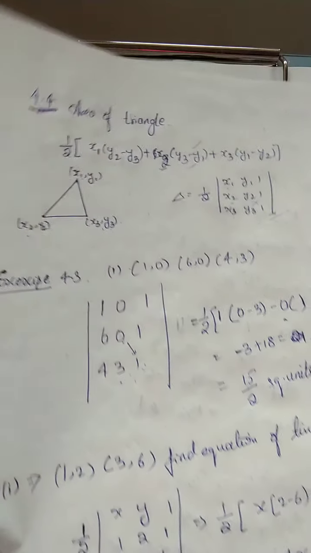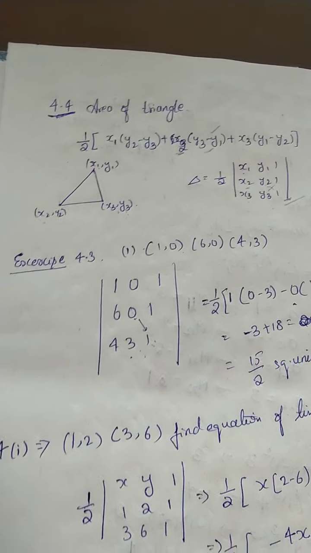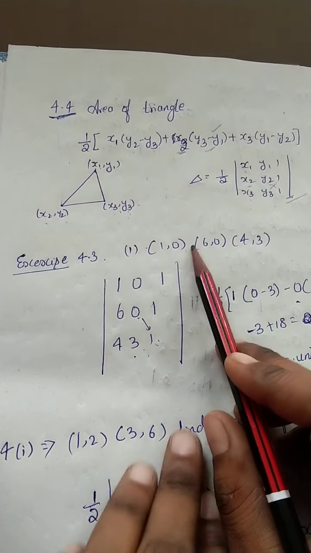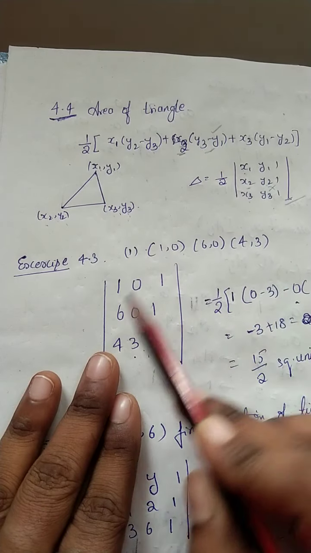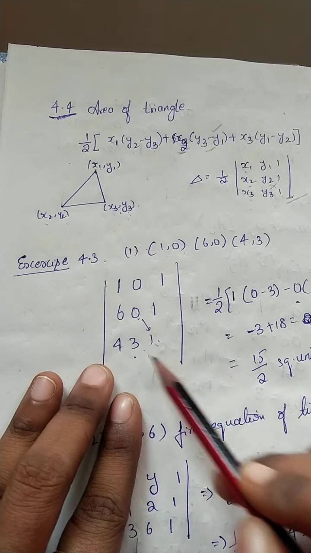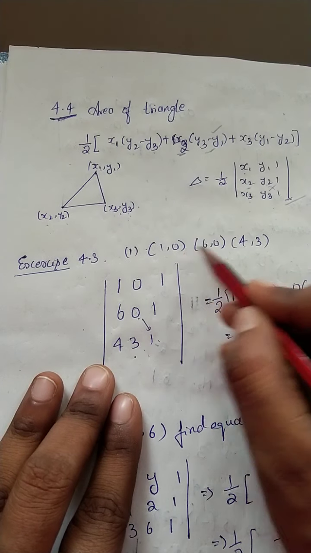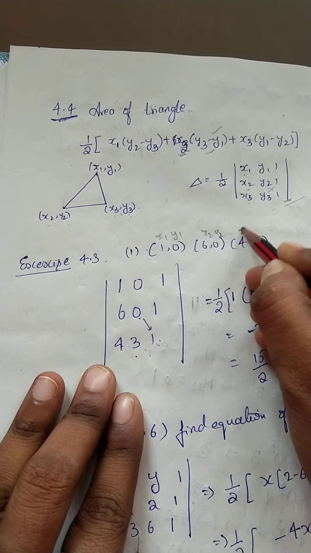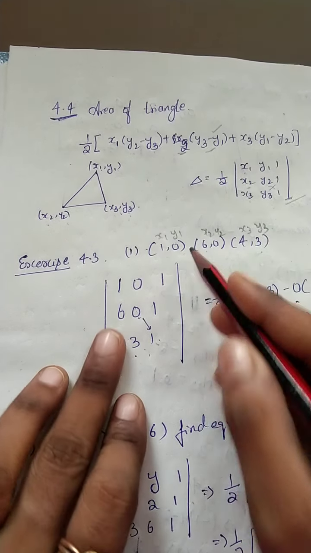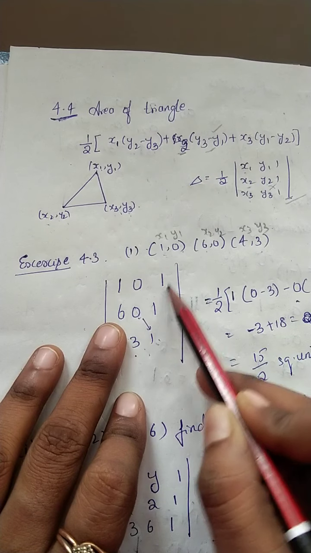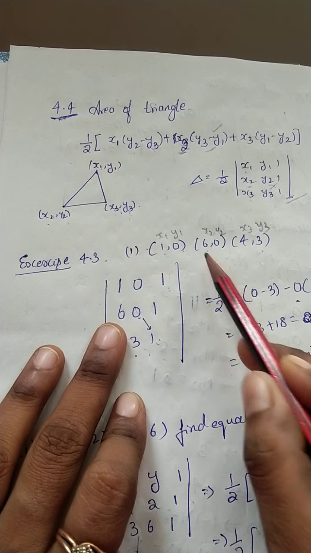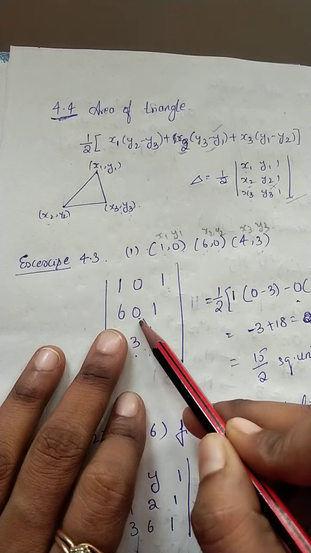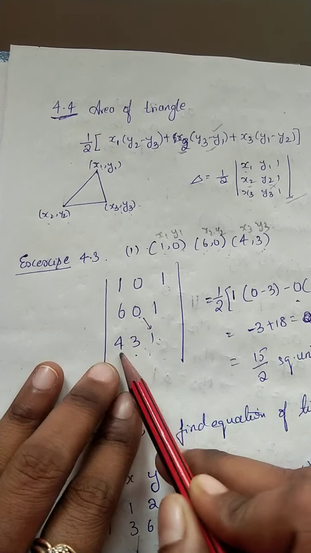Now I'm teaching exercise number 4.3. In the first problem, given 3 points, we have to find the area of the triangle. The 3 points given will be x1 y1, x2 y2, and x3 y3. So first point 1 comma 0, and the last column value will be 1. Again 6 0 1, 4 3 1.